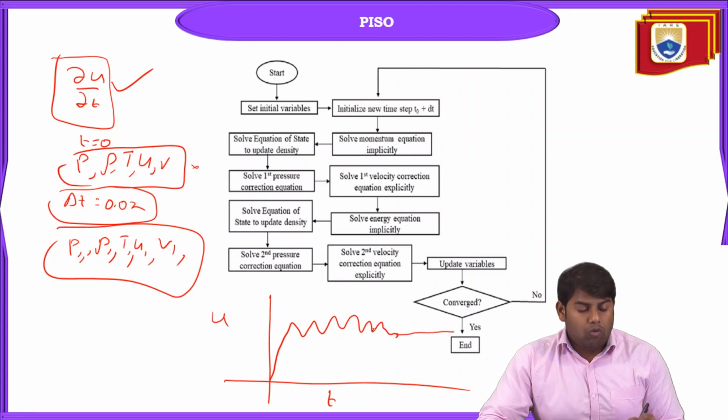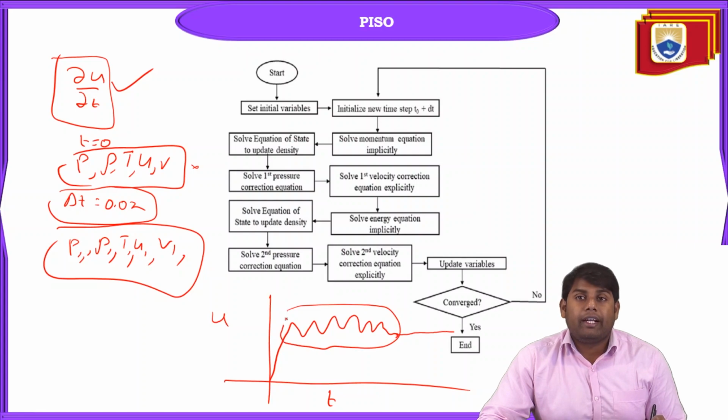So how much time does it take to settle down the value of velocity? It's not about only velocity, it's about pressure, temperature, and density. All the flow variables, initially when you're starting the simulation, tend to oscillate, in the sense they will require some time to settle down to the exact values.